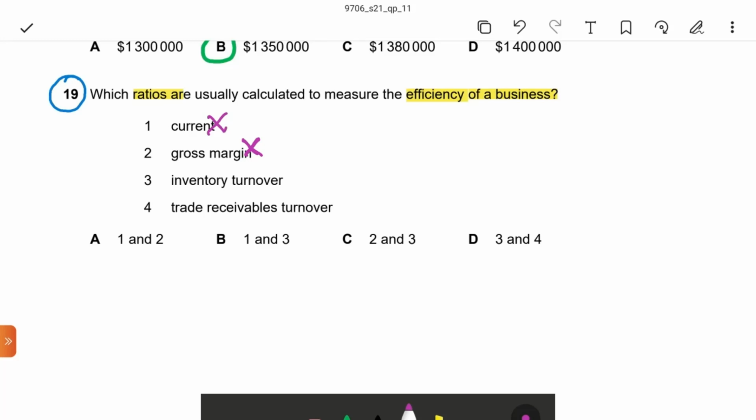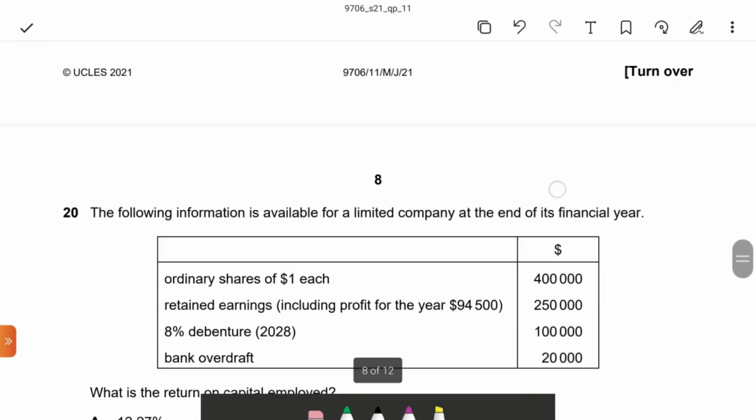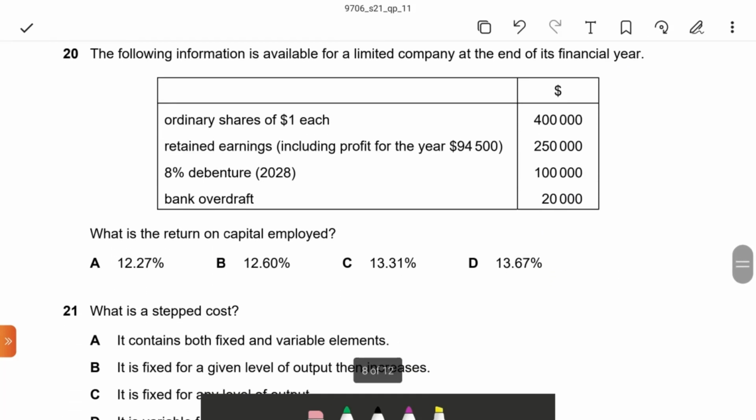Next, inventory turnover. How many times inventory has been replaced in the warehouse, so that it increases efficiency. Next, trade receivable turnover. Within how many days the business collects money, and how much trade receivables there are on the total sales. So 3 and 4 are correct. The correct answer is D. Next, question number 20.